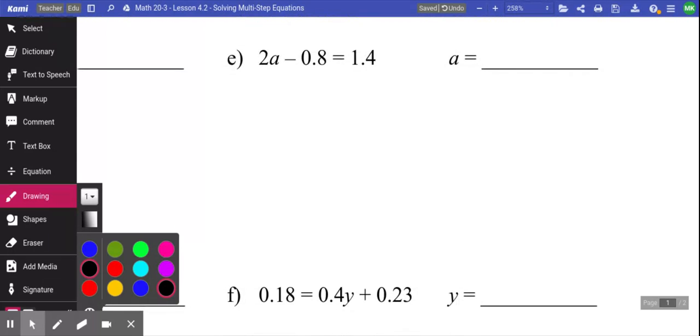Awesome. C. We've got some decimals in there, so it's going to be a little bit more messy. You still want to do opposite operations, and you still want to move the subtractions first. So this is a subtract 0.8. The opposite of subtract 0.8 is add 0.8. That'll leave you with 2a equals 2.2.